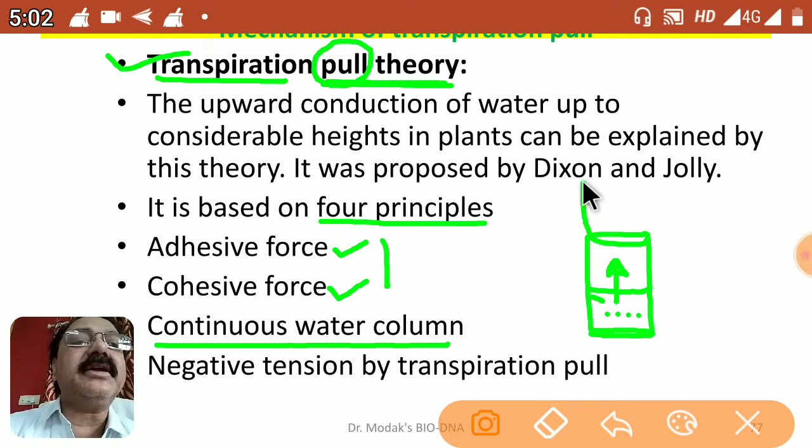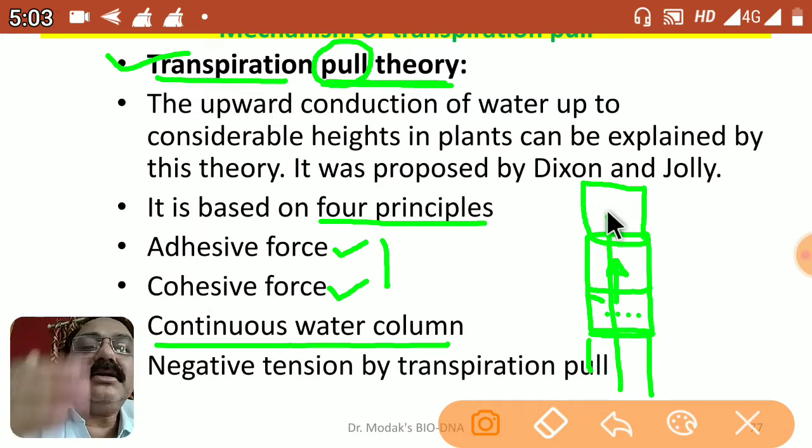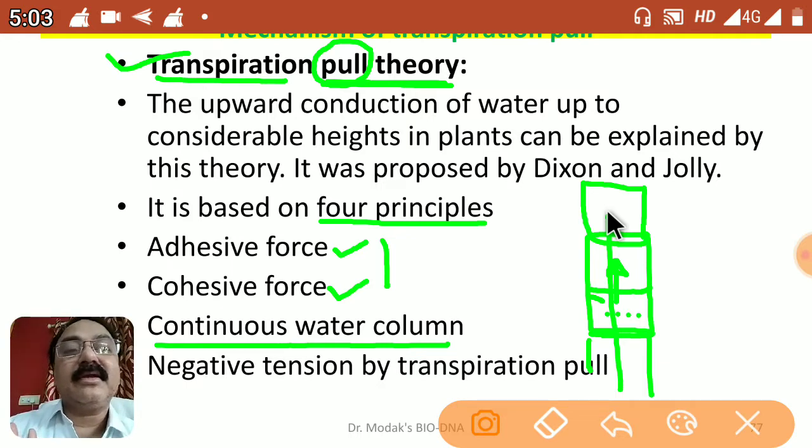There is another trachea, for example here it is trachea. Okay, there could be another trachea on the lower side. So there is a continuous water column that forms in the tracheids and vessels from roots to the stem to the leaves. So got it now? This continuous water column is formed due to cohesive and adhesive forces, right?